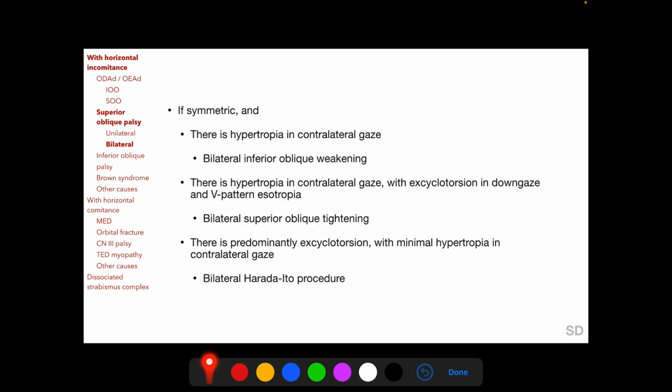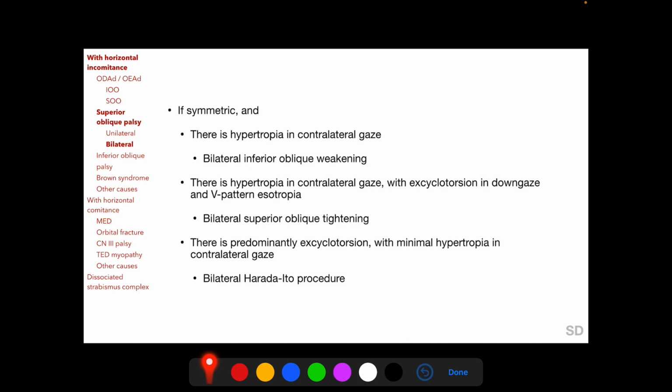If a bilateral superior oblique palsy is symmetric, the vertical deviation in primary position is minimal as we have seen. And in a symmetric bilateral superior oblique palsy, if there is hypertropia in contralateral gaze to either side, bilateral inferior oblique weakening is recommended. But if in addition to hypertropia in contralateral gaze to either side, there is excyclotorsion and V pattern, a bilateral superior oblique tightening is preferred.